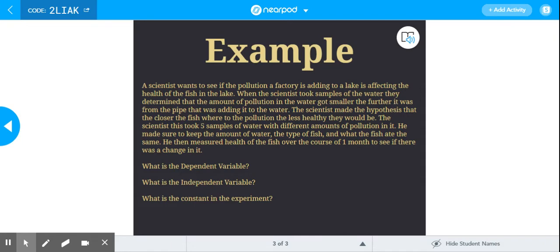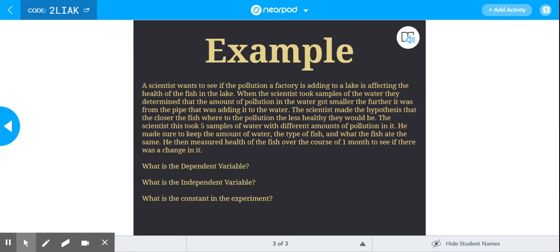But why did he keep those constants? Well, he wants to make sure that it's the same amount of water, so that way one fish doesn't get a smaller amount or a bigger amount, because that could change the amount of pollution in that amount of water. So you want to keep the water levels the same so that doesn't affect it. You don't want to have a fish with less water, because maybe that'll hurt its health. You don't want to give it more water because that might hurt itself. So you want to give them the same amount of water for all the fishes.